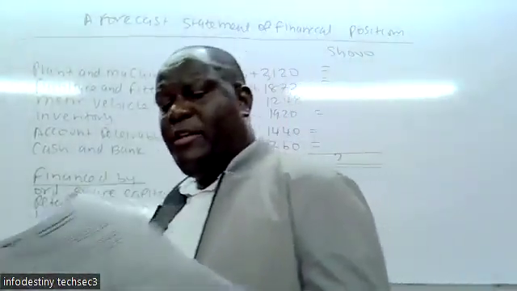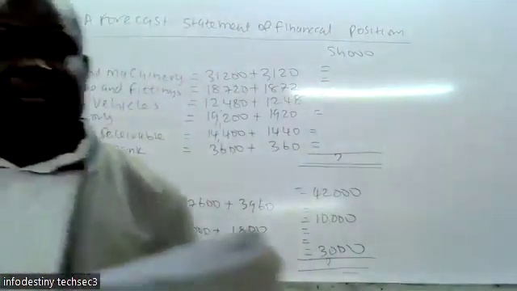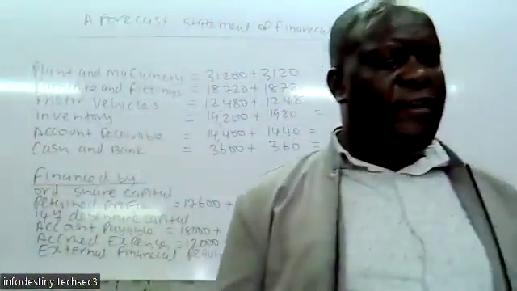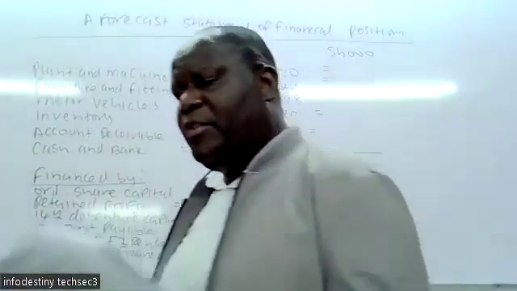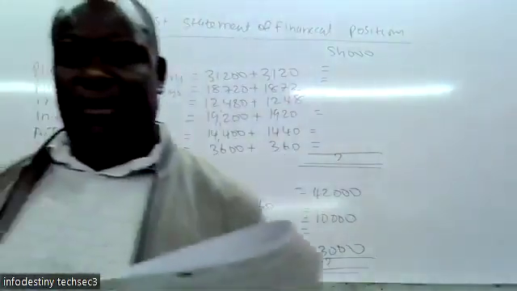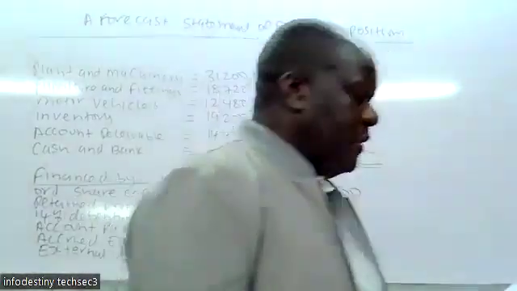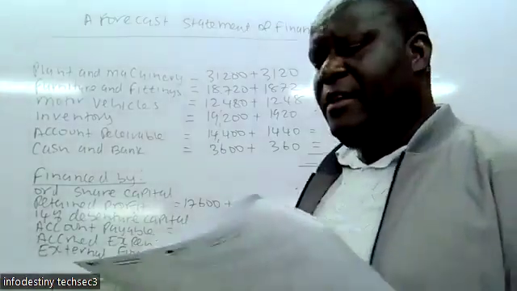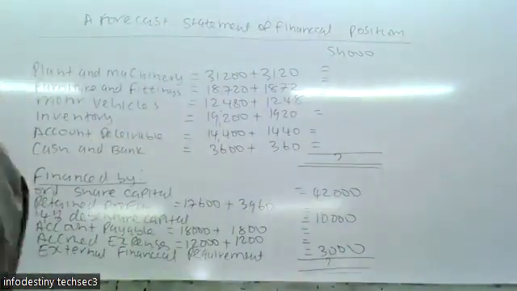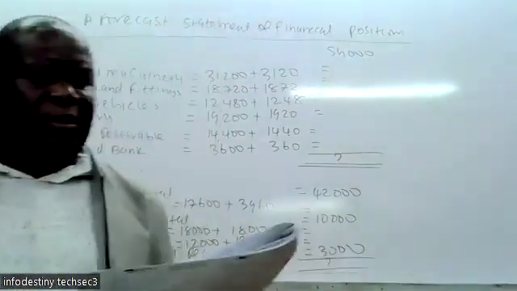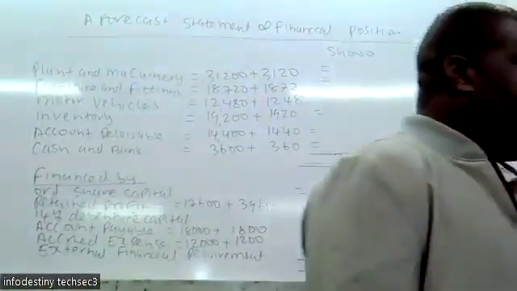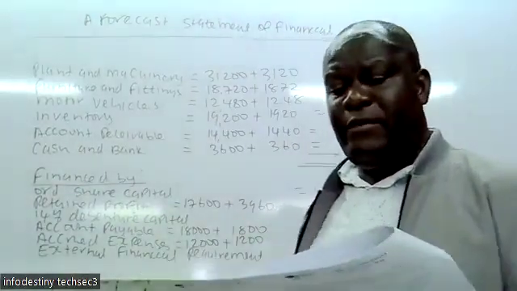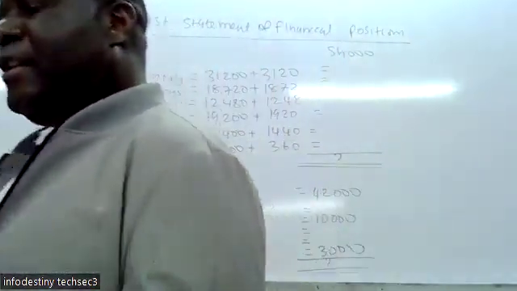So that question reads that the management of Sware Limited wishes to establish the amount of the financing needs for the next 2 years, ending 30th June 2012 and 2013. The statement of the financial position of the company for the year ended 30th June 2011 is as follows. So they have given you shillings, in thousands, net non-current assets.